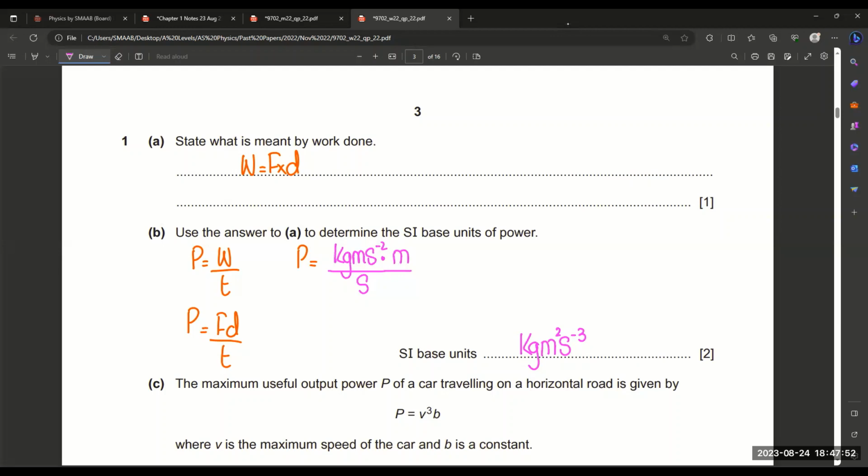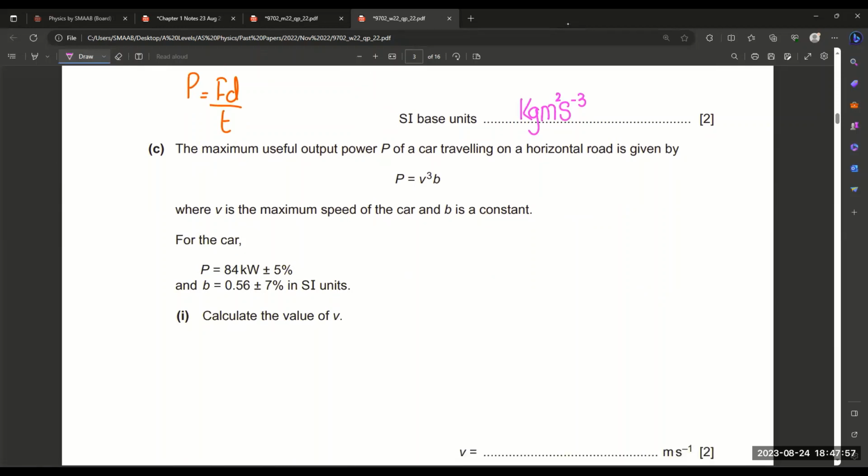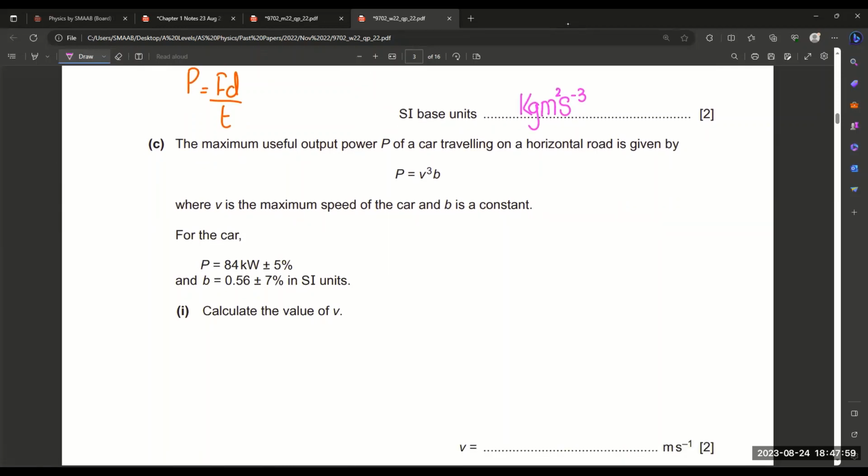So this is the first part, and now the second part of the question. We have some percentages here. We have an equation: output power is equal to V cube B. V is the maximum speed, B is a constant value for the car. The power is 84 kilowatt plus minus 5% of error, and B is 0.56 plus minus 7 percentage in SI unit.